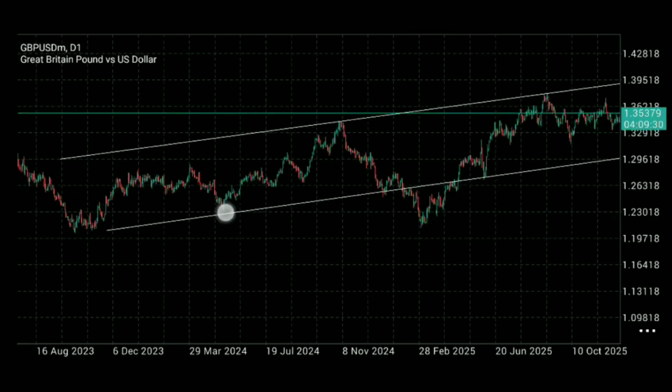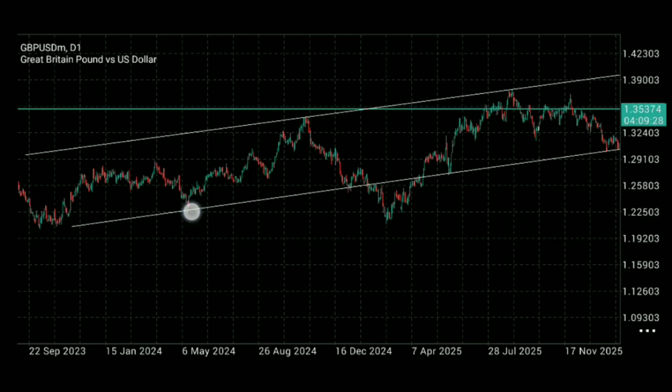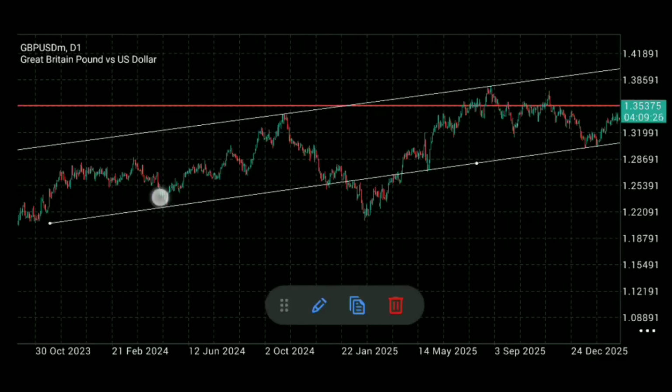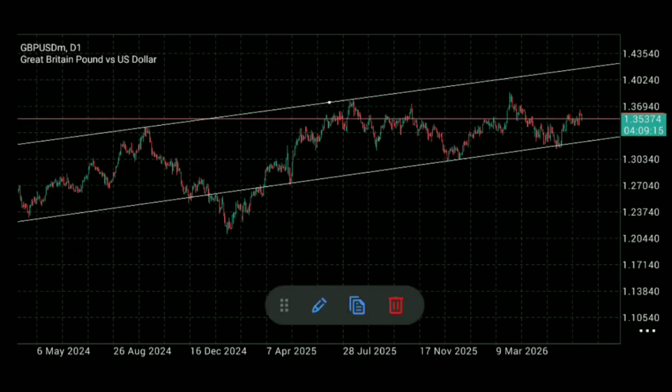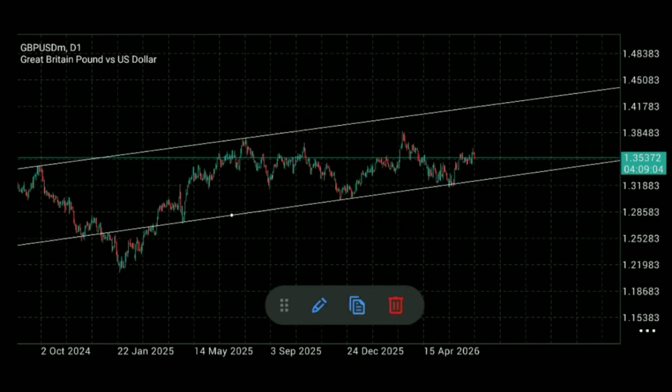This thing touches here. It touches here. It touches here. It now went up and touched here. It now came down, it broke it. It came up again, touched here. It came down, touched here, came up. Instead of touching here, it almost touched. It came back again, touched here, and what is it planning to do?